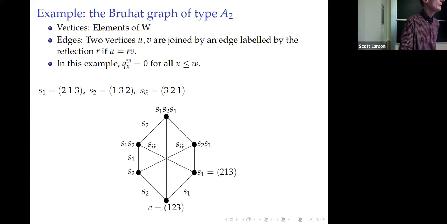Okay, so are there any questions at this point? Is it sort of clear what these key integers Q are?